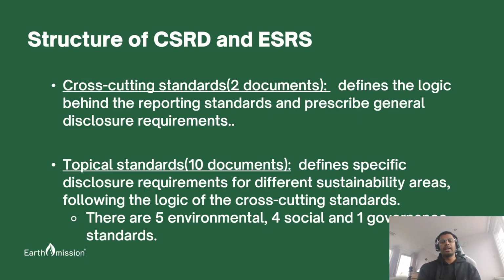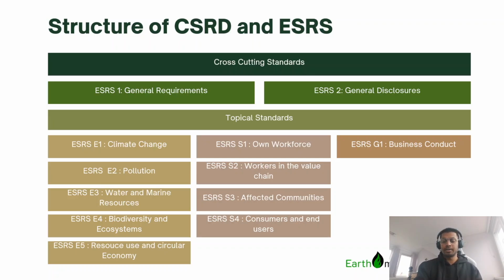When it comes to CSRD and ESRS, the structure mainly divides into two things. There are a total of 12 topics, but you can divide those 12 topics into two categories. The first one is cross-cutting standards. So we are talking about ESRS now, so we are getting into the content already. What are cross-cutting standards? These are two documents, and then there are topical standards, which are 10 documents. The cross-cutting standards define the logic behind the reporting standards, and also prescribe general disclosure requirements.